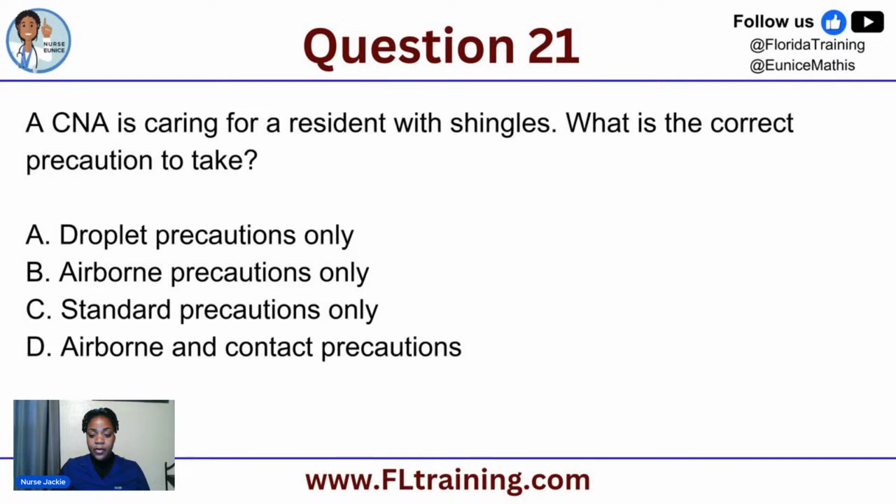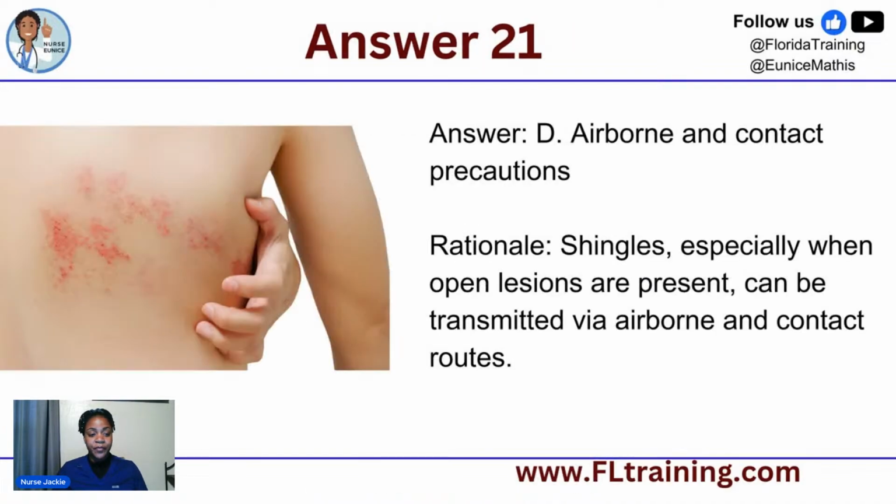All right, here we go in 5, 4, 3, 2, and 1. The correct answer is D, airborne and contact precautions. I see a lot of correct answers in the chat, so great job for that. Shingles, especially when open lesions are present, can be transmitted via airborne and contact routes.